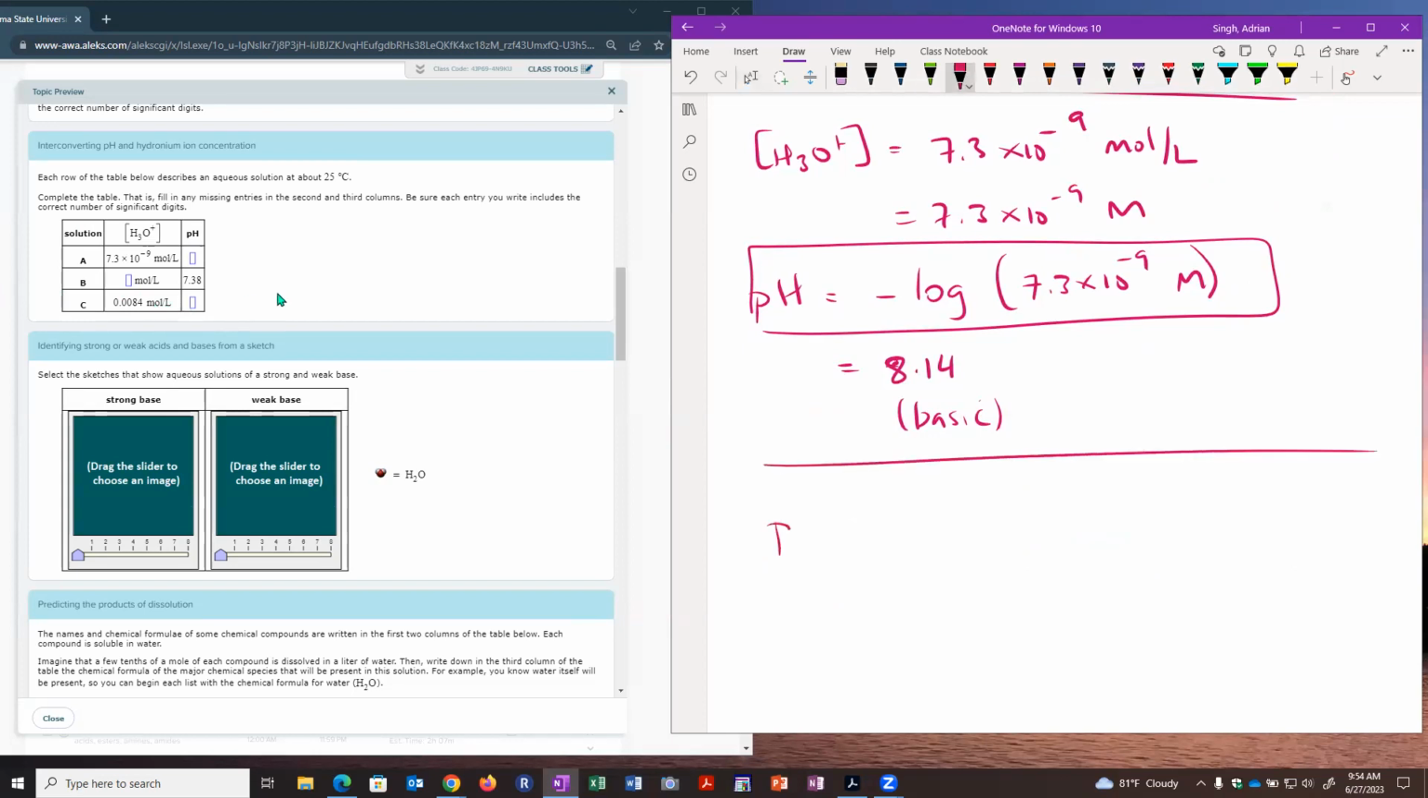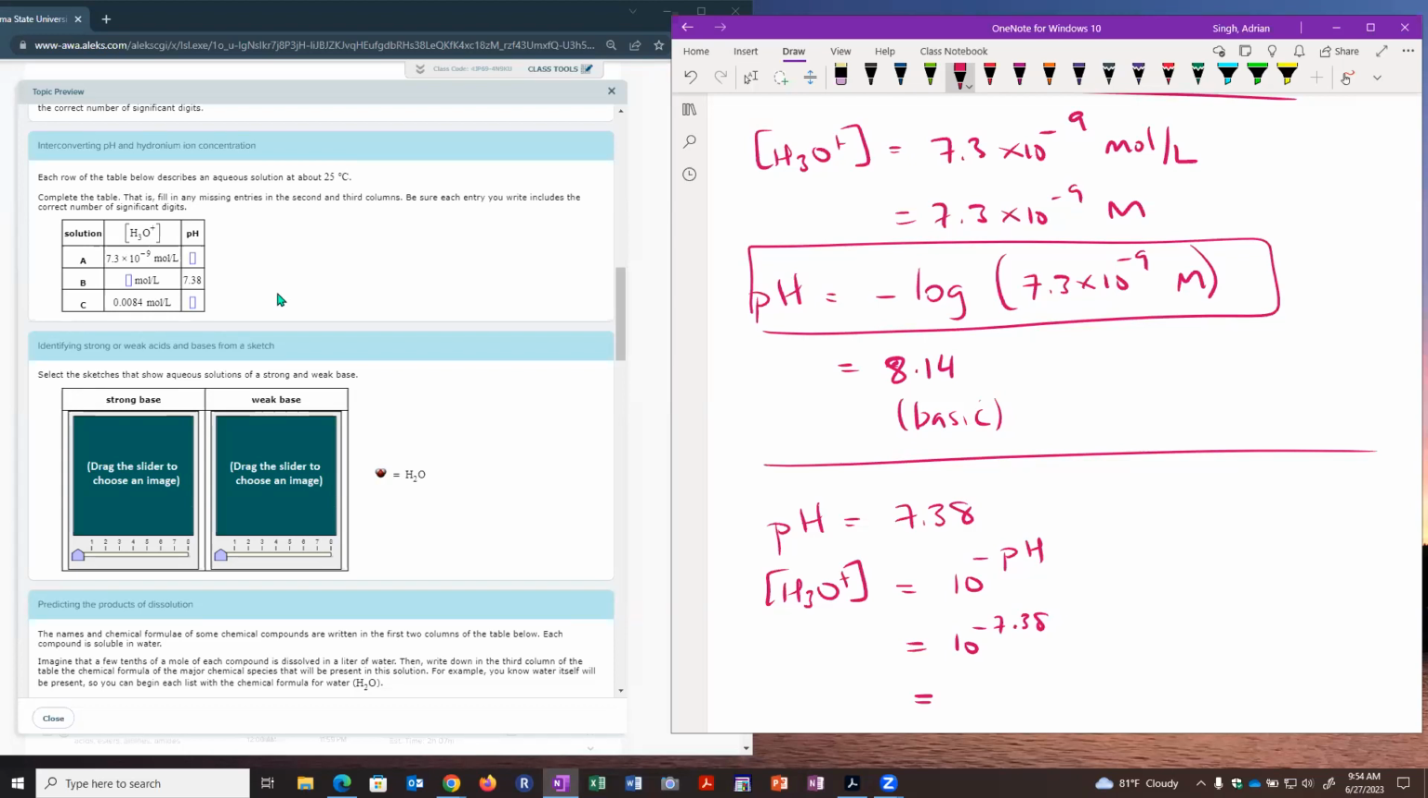In the second one, we're actually given the pH as 7.38, and we need to find the concentration of the H3O plus. And this is just working with logarithms in the reverse direction. And the H3O plus here is simply 10 raised to the power of the negative pH, right? So we have 10 raised to the power of negative 7.38. And you have to evaluate that. Because you need a number, you can't just leave it in that way. So again, using your calculator, we have 10 to the negative 7.38.